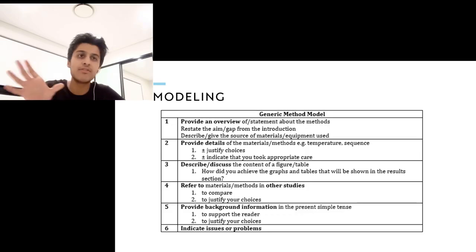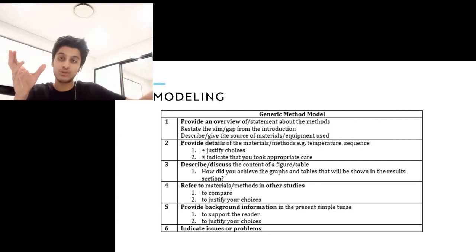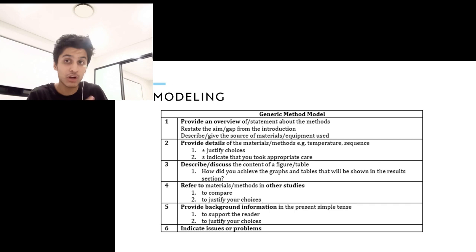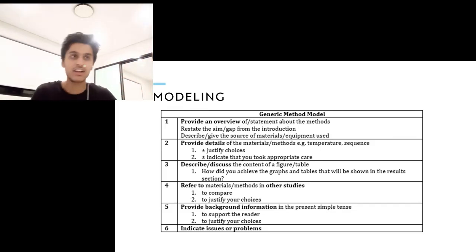Then you want to refer to materials or methods in other studies, like if you've taken one of their methods, or why you did this. A good way to justify your choices is showing that other papers have done it as well, and people can often think if this is a common way of doing it, why not? And then you want to provide background information if necessary, and at last you want to indicate issues or problems, because then you can talk about them in the discussion, so you're creating a flow.